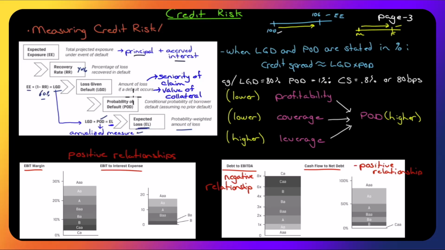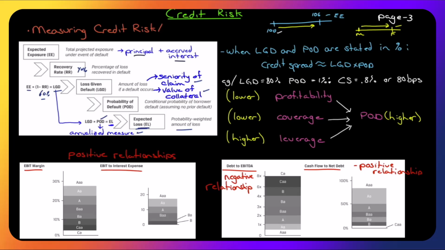Now, the loss given default is affected by the seniority of the claim and the value of the collateral. The lower in the capital stack you are, if you're junior debt or subordinated unsecured debt, your loss given default might be 100%. But if you're senior secured, your loss given default might only be 10% or 5%, assuming that you can probably recover most of your investment.